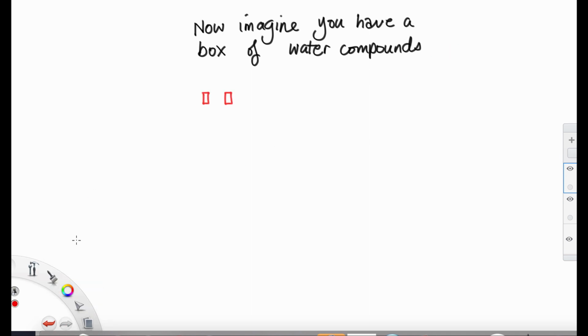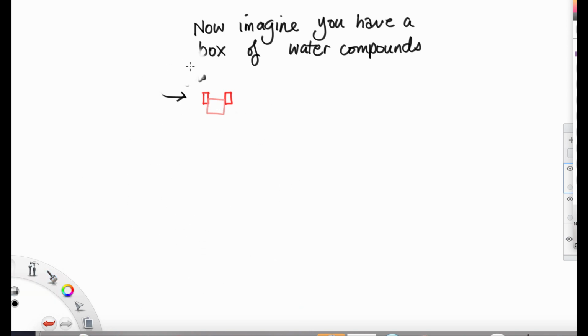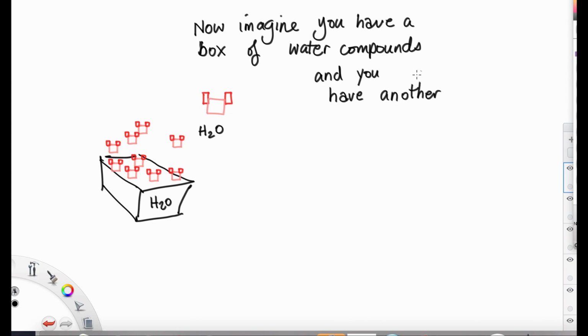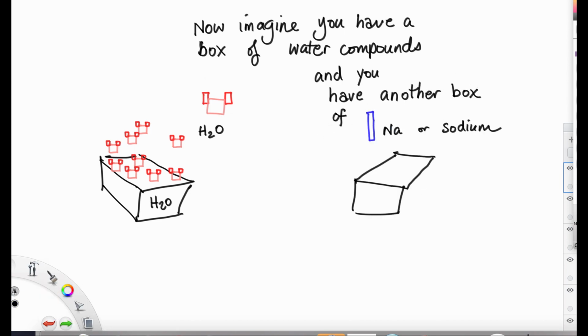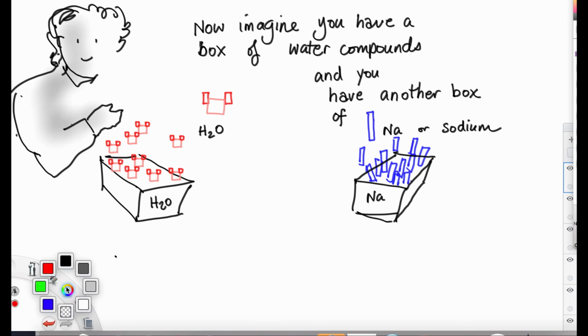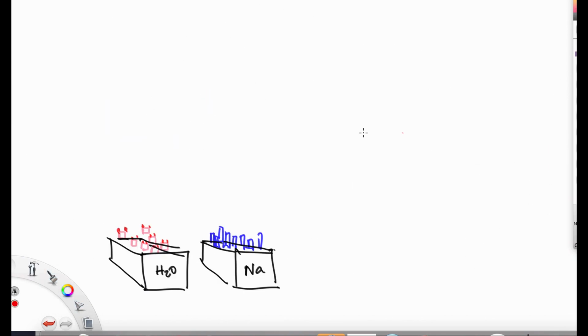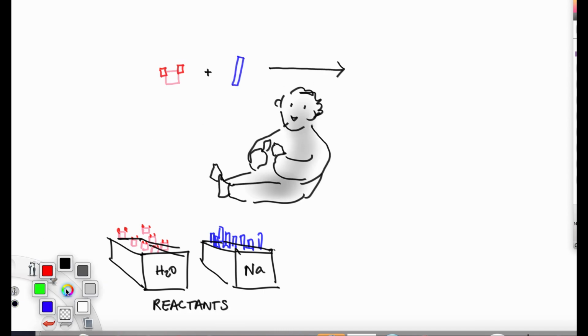Now imagine you have a box of water compounds. Remember, water is made out of hydrogen and oxygen. Its formula is H2O. So you have a box of H2O and you have another box, and the other box is sodium, or Na. And now, with these reactants, you're ready to build. So the reactants are H2O plus Na.